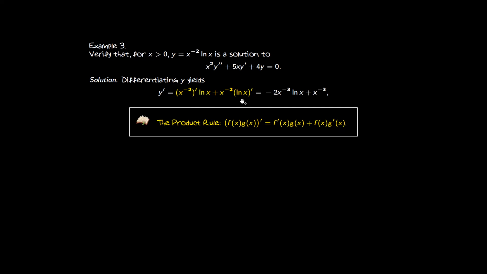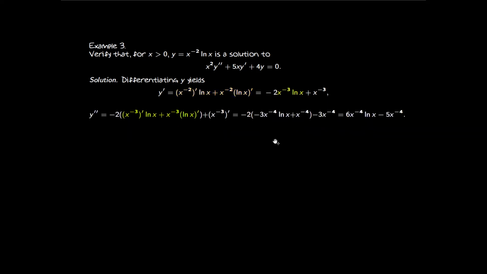And for the natural log of x, its derivative is going to be 1 over x. So times x to the -2nd, you're going to get x to the -3rd. Now we need to find the y double prime, and you're going to get the product again. So you're going to use the product rule again.